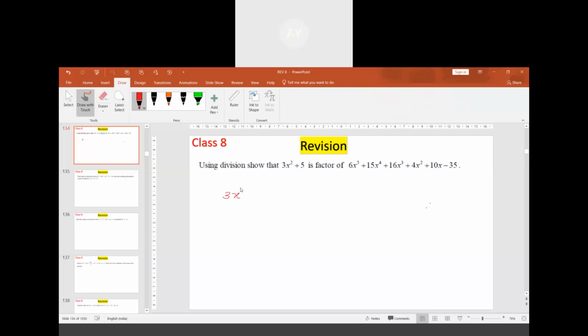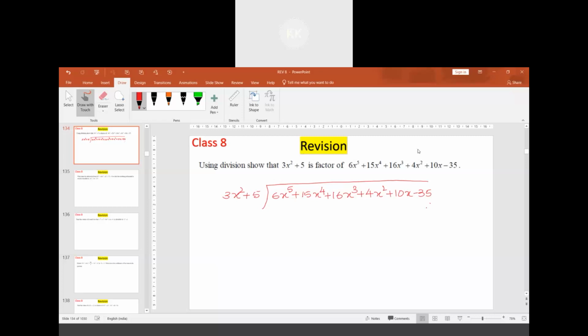The difficulty is the power is 5. So we have to think in terms of exponents. Such a lengthy expression. What to be multiplied so that we get x to the power 5? 2x cubed has to be multiplied. So, 2x cube. The law of exponents is used here.